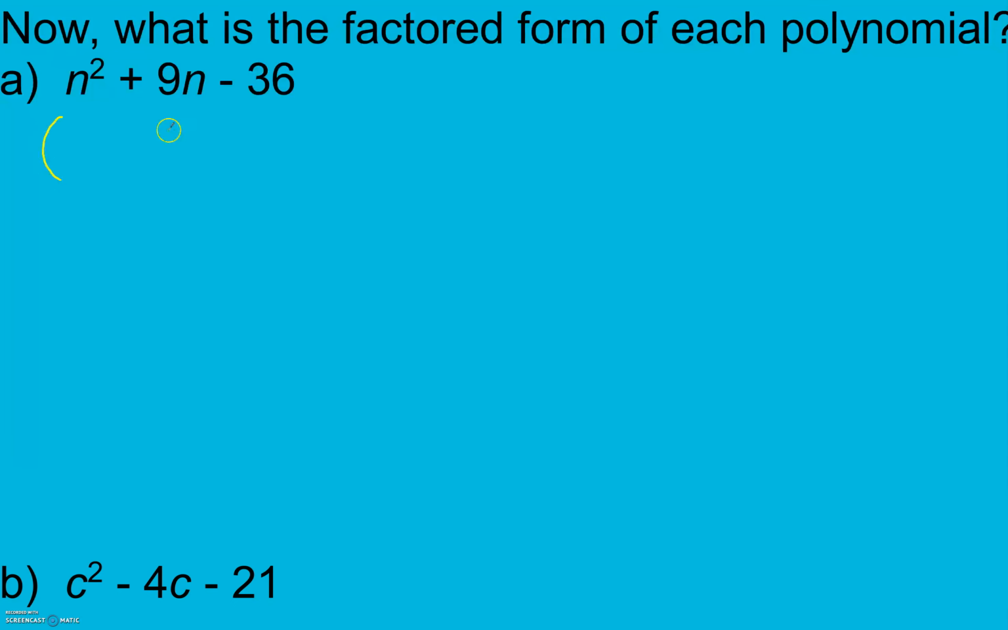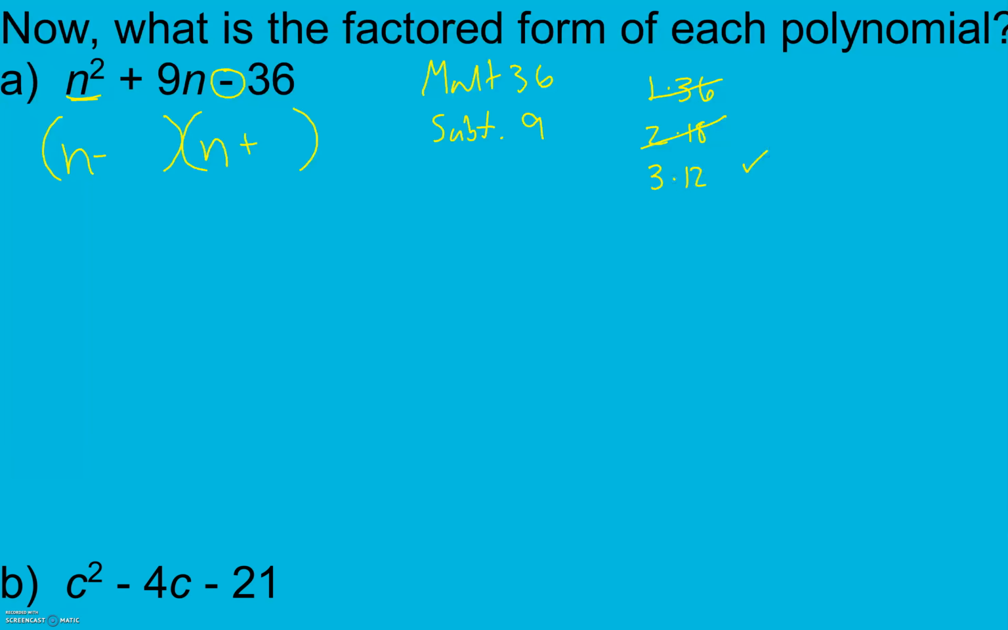Factored form here, I'm going to set up my framework. To multiply to n squared is n times n. Now, we multiply to 36 and subtract to 9, which means since I found the difference, I'm going to have different signs. So we're going to multiply to 36, subtract to 9. My options, 1 and 36, no. 2 and 18, no. 3 and 12, bingo. So we look here, 12 is bigger and 9 is positive. So the 12 goes with my positive, the 3 goes with my negative.